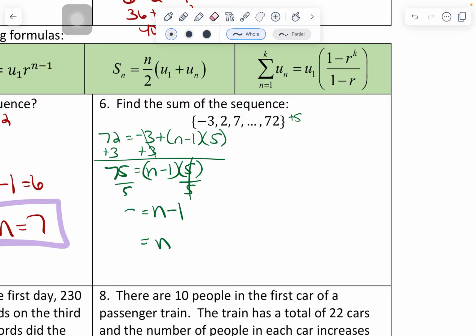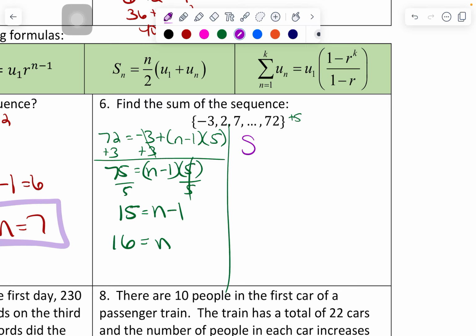Brain fried. For anybody looking at me going, 75 divided by 5 isn't 25. Correct, 75 divided by 5 is 15. And then 15 plus 1 is 16. That makes a little bit more sense. All right. So then I'm looking for the 16th partial sum.